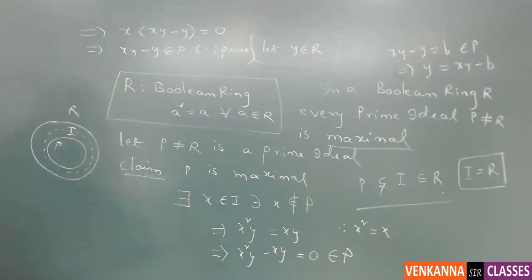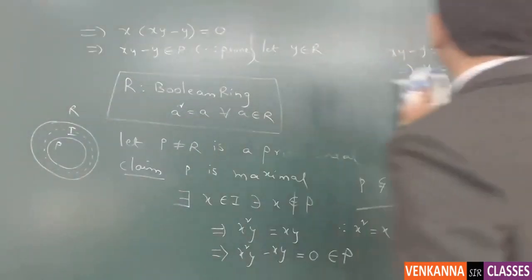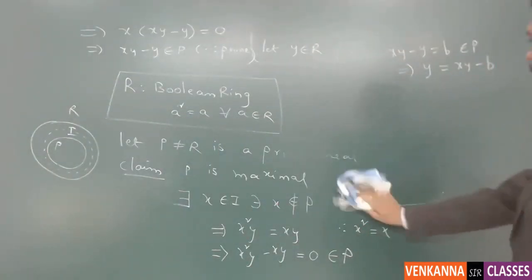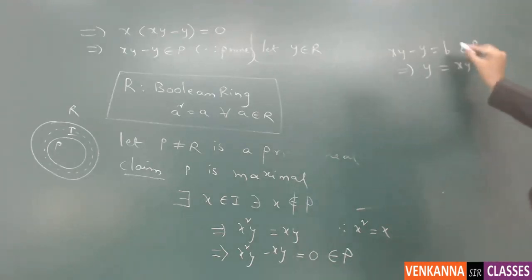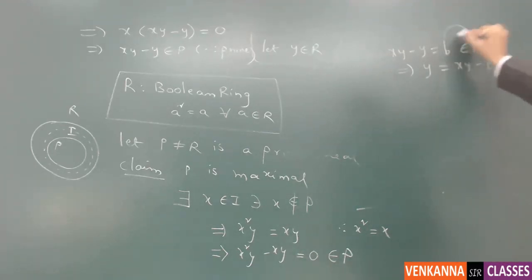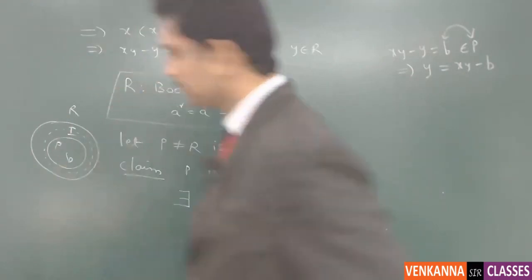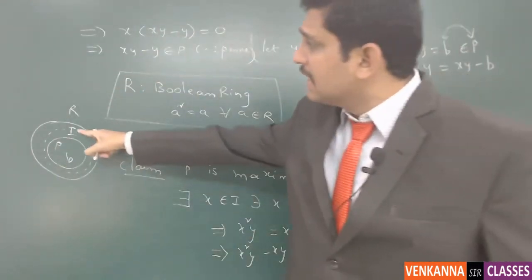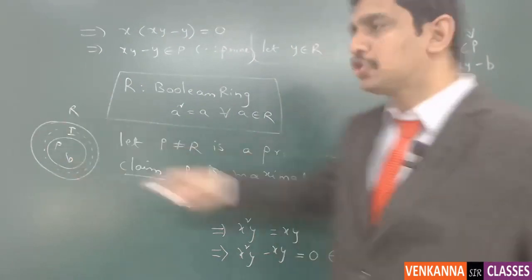Right. Now here we use the property of ideals. Here you have taken that B is an element in P. Since I is the bigger set than P, B also belongs to I.